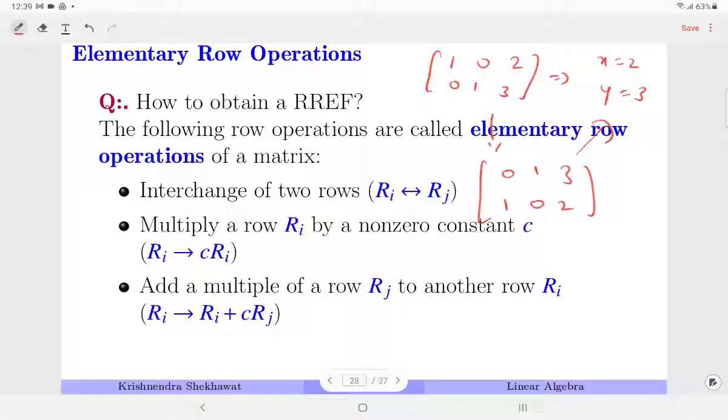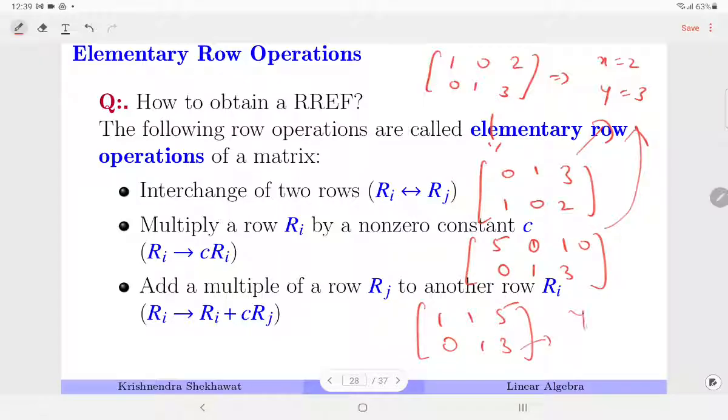The same is true about multiplication. If you multiply the first row by 5, 5 0 10 0 1 3, you can see that you will get the same answer. 5x is equal to 10, that gives you x is equal to 2. And similarly, for the last operation, if you add the first and second row, 1 1 5 0 1 3, this gives you y is equal to 3, and x plus y is equal to 5, which is giving you x is equal to 2.